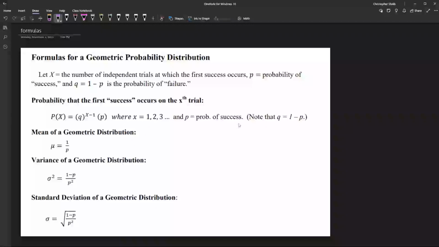The mean of a geometric distribution, mu, is equal to 1 over P. The variance of a geometric distribution, sigma squared, is 1 minus P over P squared. And that means that the standard deviation of a geometric distribution will be the square root of all of that. Let's look at some examples.